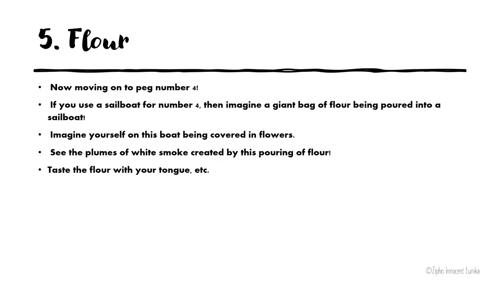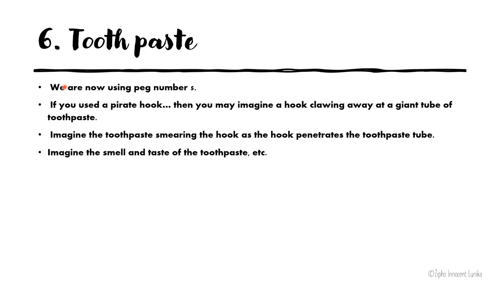So moving on to item number 6, which would be peg number 5. Let's say you use a pirate hook for peg number 5. There you may imagine a hook clawing away at a giant tube of toothpaste. You can see and taste and touch this toothpaste spilling out of this giant, enormous tube. Imagine the toothpaste smearing the hook as the hook penetrates the toothpaste tube. Imagine the smell, the taste of toothpaste, etc.